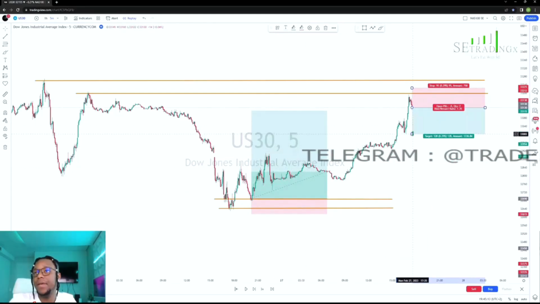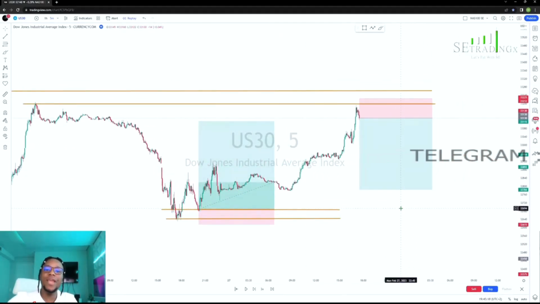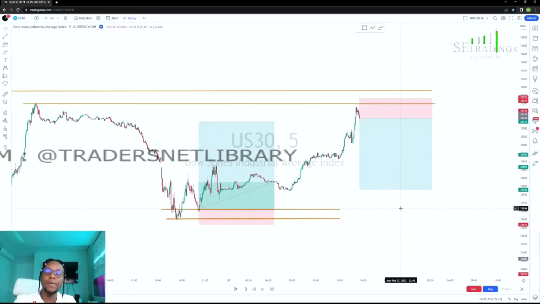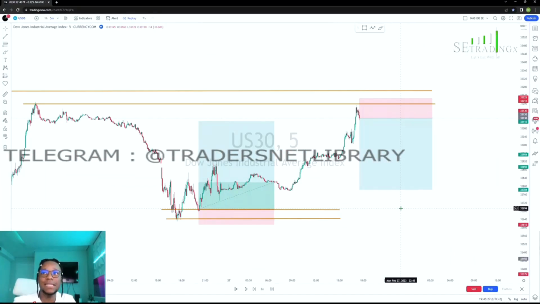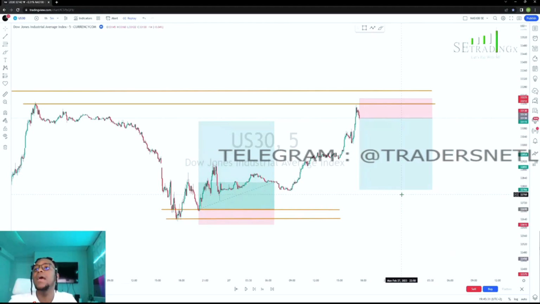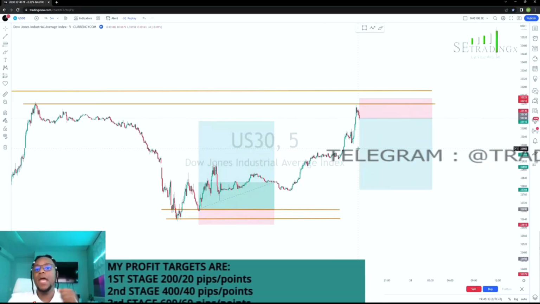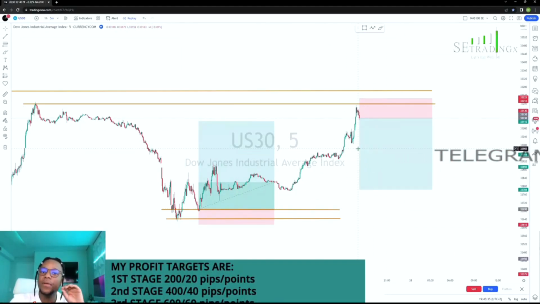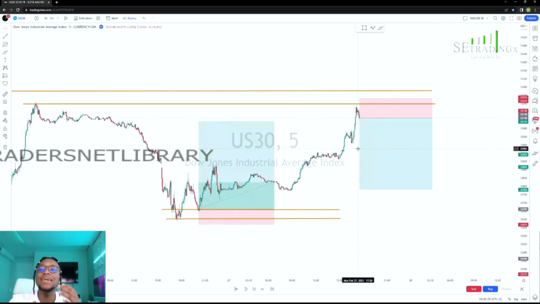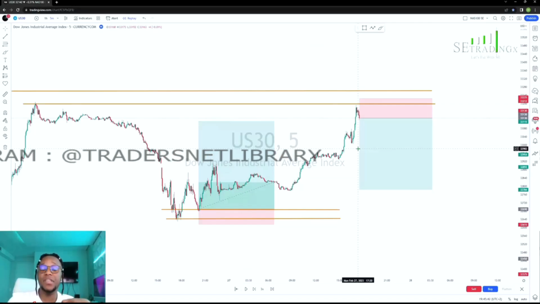Now, when it comes to TP, on US 30 and NAS 100, I take profits at 3 different levels: 200 pips, 400 pips, 600 pips. This is basically 20 points, 40 points, 60 points, right? And the reason for this is that at 200 points, I'm securing a small amount of profit. At 400 points, I'm doing basic profit. At 600 points, I'm securing the majority of my profits.